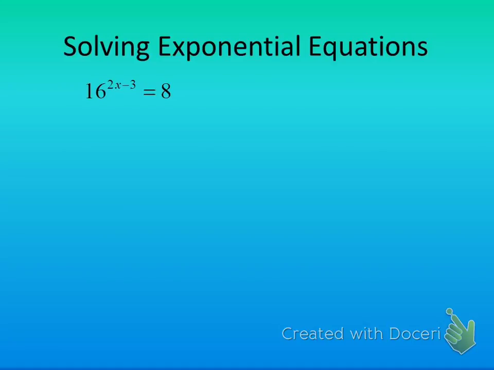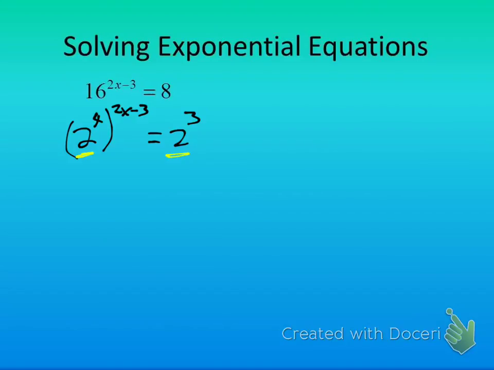So rewrite 16 as what instead? 2 to the 4th. Write that on the sheet. Okay? Rewrite 16 as 2 to the 4th, to the 2x minus 3. And then rewrite 8 as 2 to the 3rd. The key are your bases, guys. They have to be the same. Okay? That's the key.